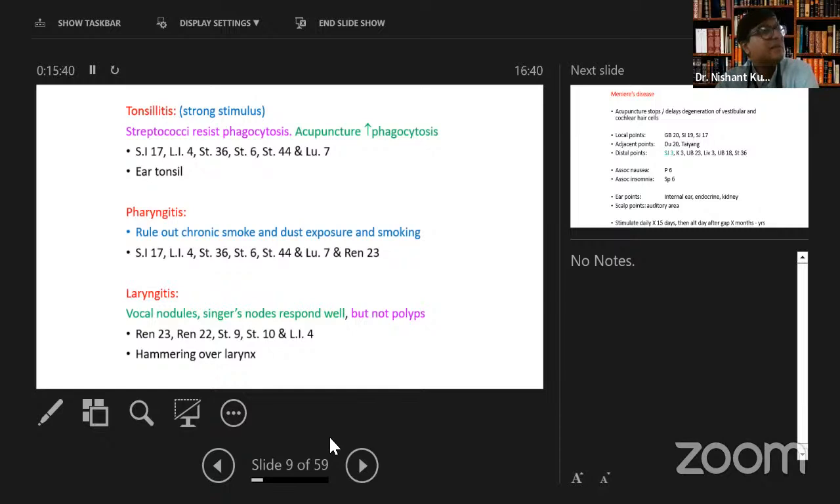So for laryngitis, vocal nodules, single nodes, they respond well, but not polyps. Okay. So basically, vocal nodules and single nodes are because of overuse. Again, if you give acupuncture but don't continue voice rest, they won't disappear. Okay. So REN 23, REN 22, stomach 9, stomach 10. Where is stomach 9 and stomach 10? Okay. And LI4, they will help.